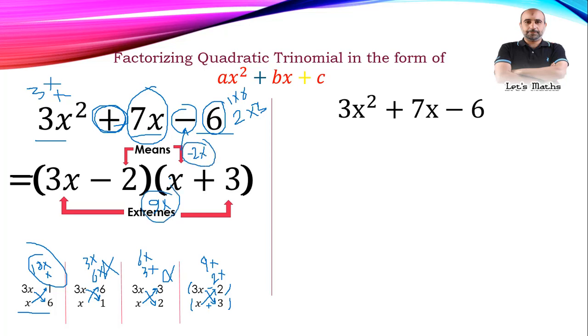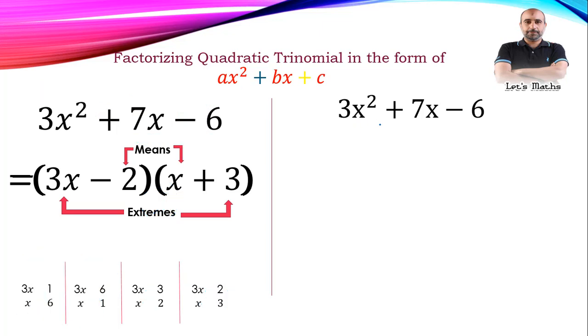Together produces plus 7x. Now let's see the informal method. Let's first take the problem, which is the coefficient of the first term multiplied by the last term. That's a multiplication. Please remember that, because we will make the division in the end. We make the multiplication first, so we will make the division in the end. 3 multiply 6 equal 18.